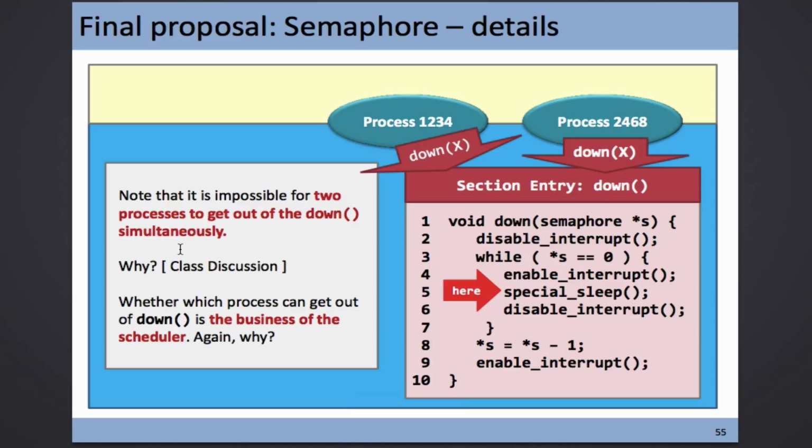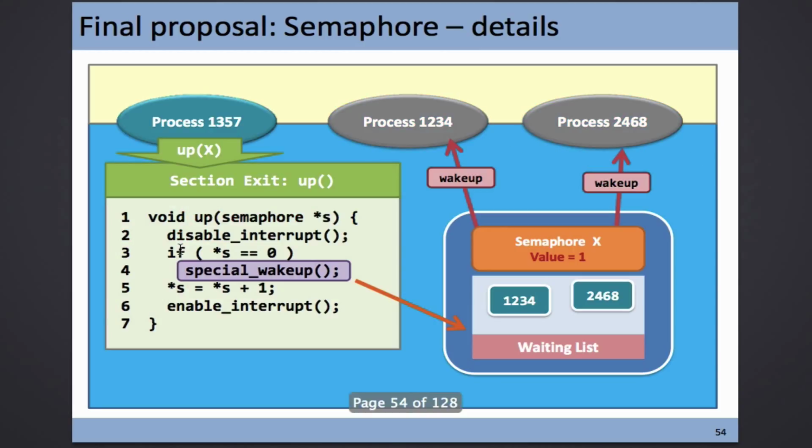Who? This guy? Or this guy? It may not try to execute code inside the critical section again. If it wants to execute code inside the critical section again, it needs to call down. That means the entry.